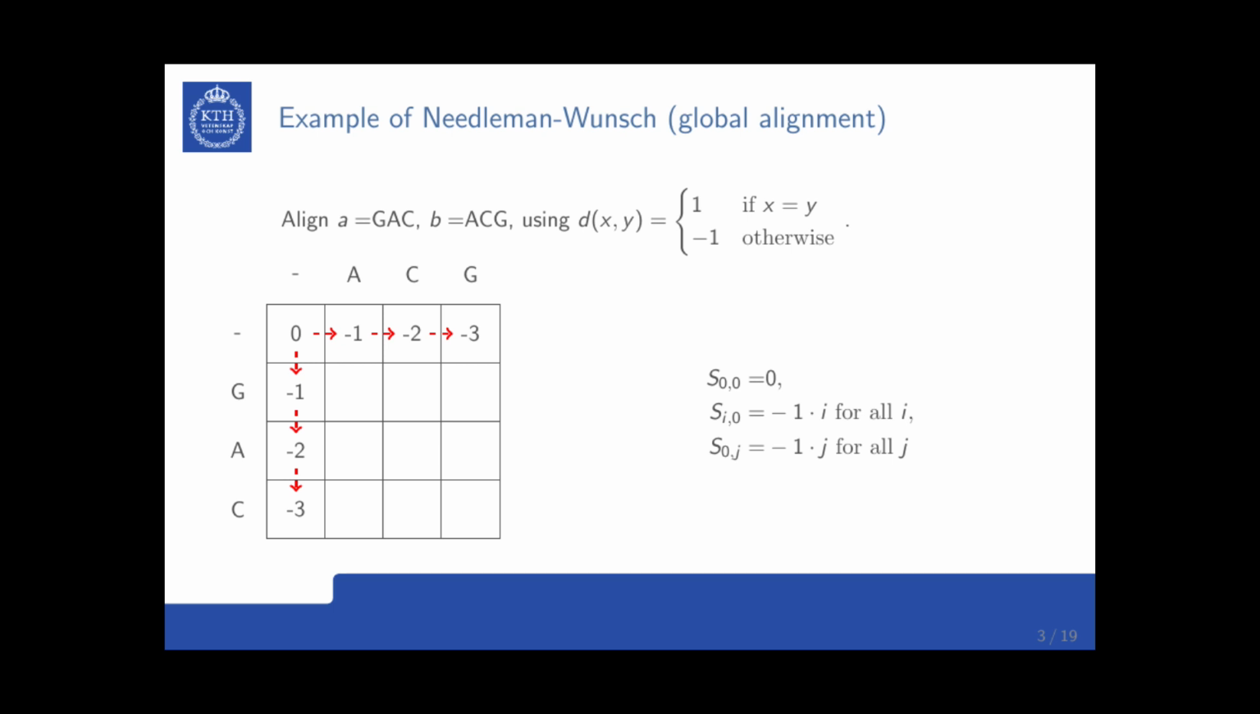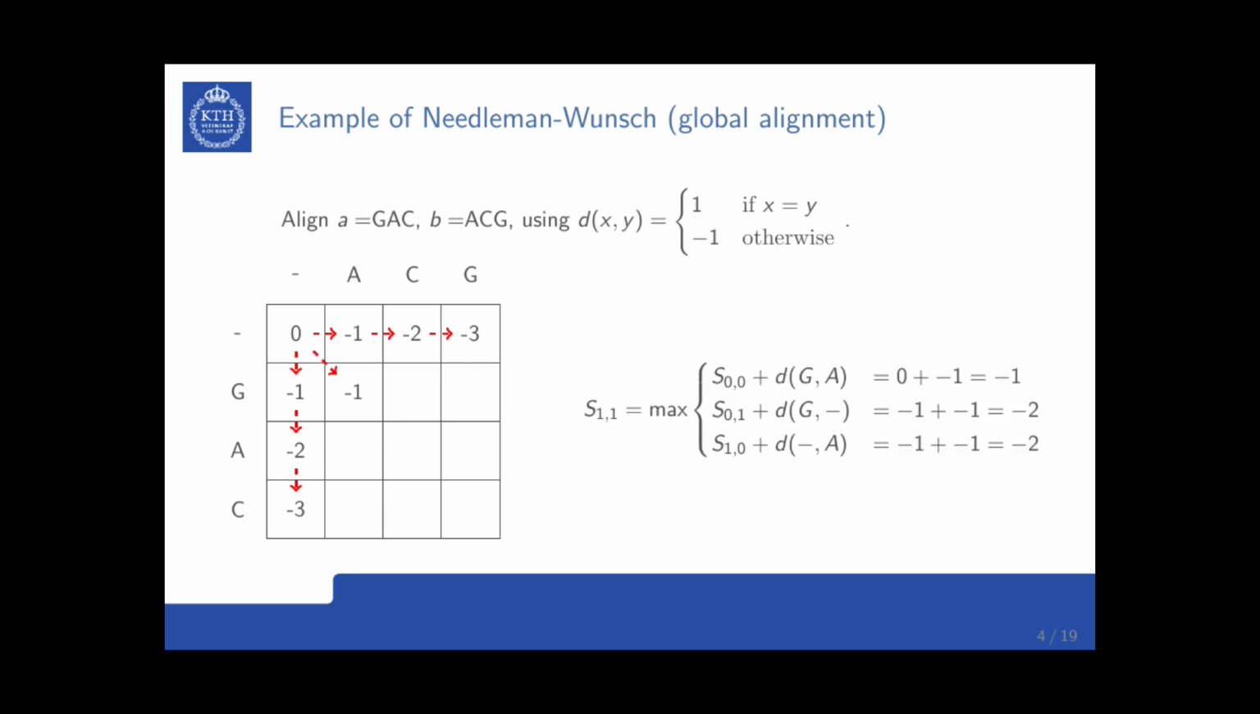Okay, so first off, we just fill in the borders of this matrix. We set a 0 at element 0, 0, and then we just add gap penalties to the first row and the first column, just as the initiation condition was saying.